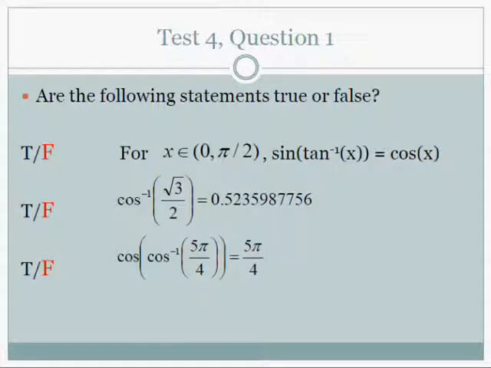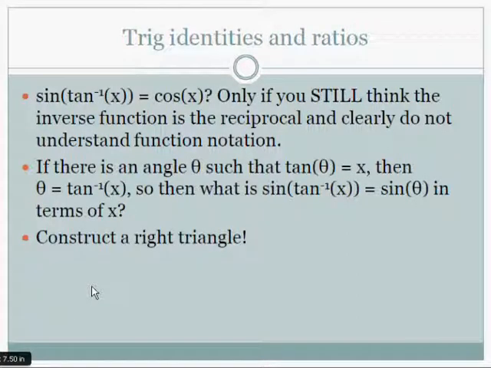It turned out that all three of those were in fact false. So if you thought any of them were true, it's okay. We'll go through some of these in a little bit more detail right now. But again, all three of these ones that I posted here were false. So let's look back at the first one.